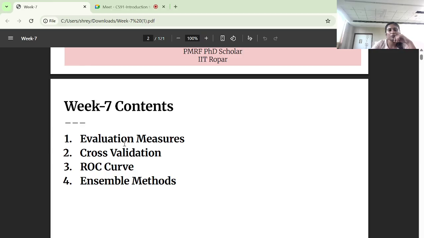Audio is audible. Okay. So in this week, we will see the evaluation measures, cross validation, ROC curve, and ensemble method.